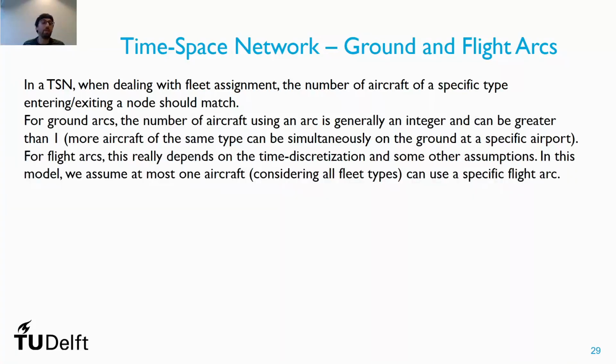On the other hand, for flight arcs, this really depends on the time discretization and some other assumptions. But in this model, we assume that at most one aircraft, considering all fleet types, can use a specific flight arc. So a specific flight arc either is not flown at all, or a specific aircraft of a specific fleet type will be using that flight arc.